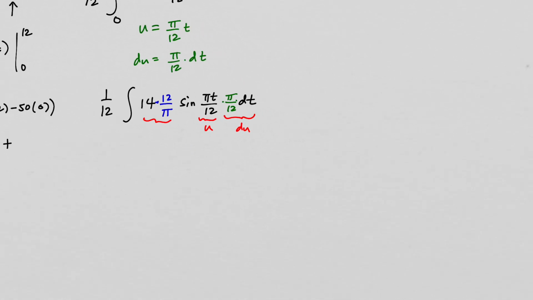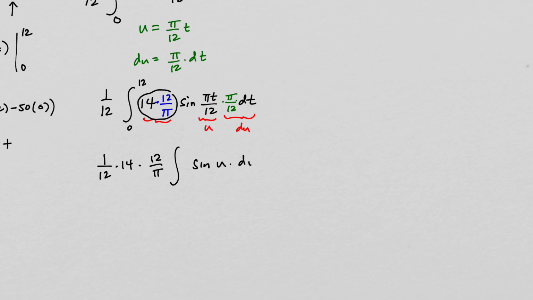Now, let's go ahead and make the substitution. So I have 1/12 times 14 times 12 over pi. I'm just factoring these numbers out of the integral, and then we're going to have the sine of u times du. All right, now what are my new limits of integration? Well, when t is equal to 0, referring to this limit here, we know that u is going to be pi over 12 times 0, which of course is still 0. And when t equals 12, this value up here, u is going to be pi divided by 12 times 12, which is pi.